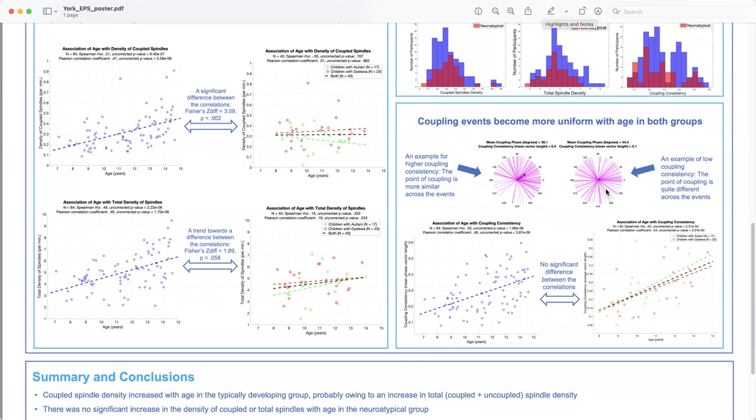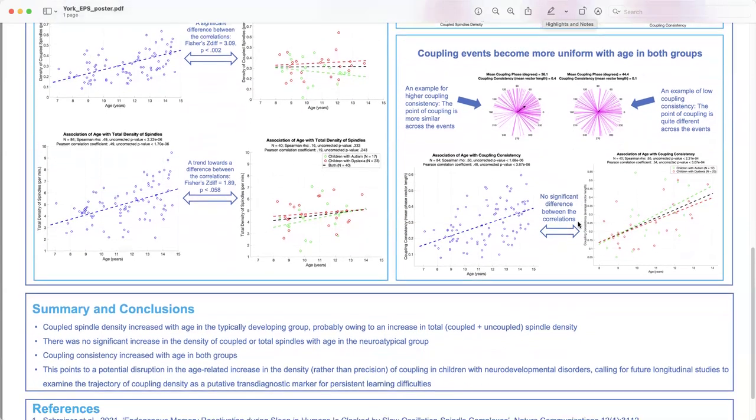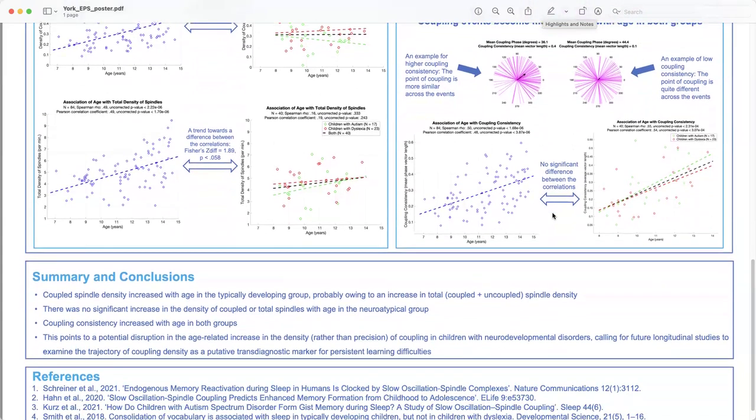For this participant, the different coupling events are quite widespread. So there is no consistency in terms of where the spindle will appear on the slow oscillation. However, for this example, the events are more concentrated here, and so there are more events in which the spindle appears after the positive peak of the slow oscillation and quite close to it, so around 0 or around 30 degrees. Thus, the coupling consistency actually tells us how similar the different coupling events are for one individual.